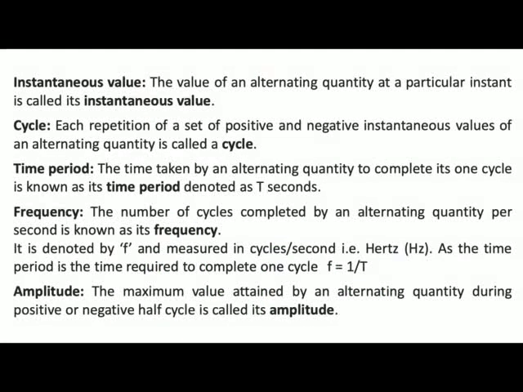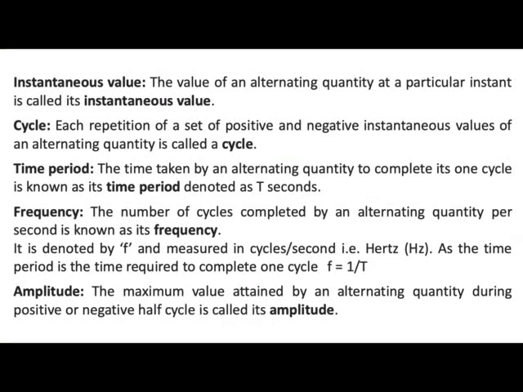Now we'll define a few terminologies, that is, the instantaneous value. What is an instantaneous value of an alternating quantity? At any given instant of time, the magnitude of the given waveform is known as the instantaneous value. The definition is: the value of an alternating quantity at a particular instant is called its instantaneous value, because it is continuously changing in magnitude with respect to time. Therefore, the instantaneous value will be different at each instant.